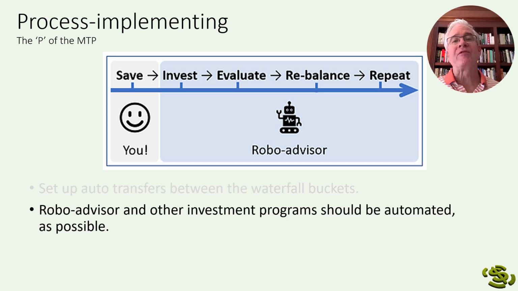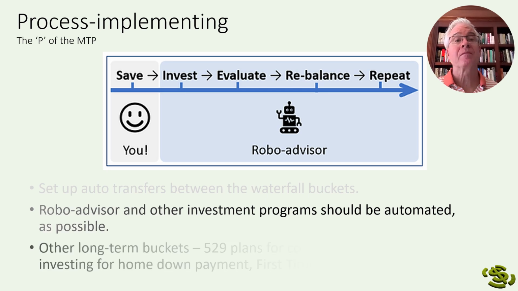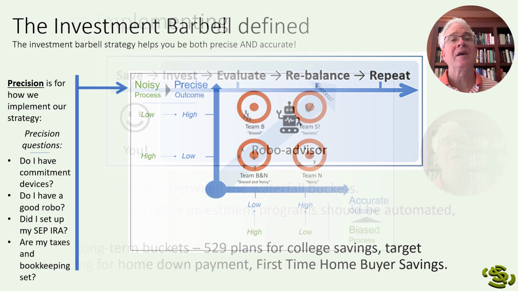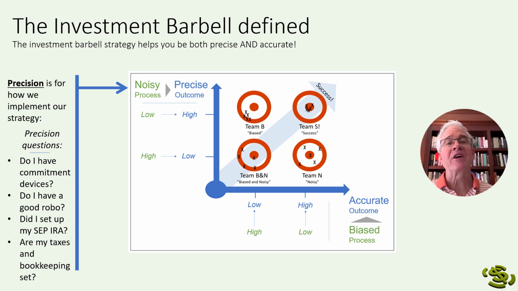Investment programs like robo-advisors should also be automated as much as possible. For other long-term life needs, consider allocating your investments to college savings, 529 plans, target investing for home down payment, and for first-time home buyer savings. The periodic evaluations show you where you are and where to make planning adaptations over time.